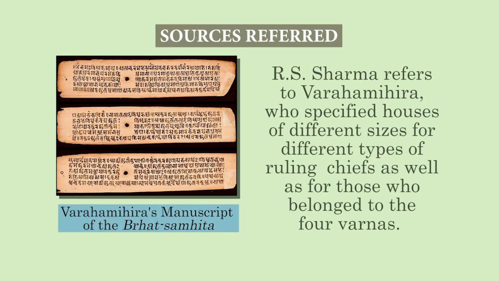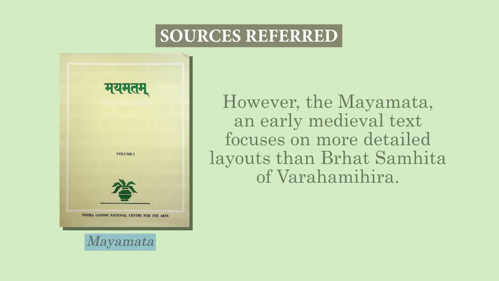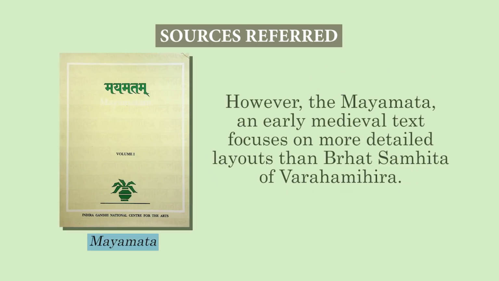R.S. Sharma refers to several literary sources in order to build up his argument. First, he refers to the Brihat Samhita written by Varaha Mihira. Varaha Mihira specified the houses of different sizes for different types of ruling chiefs, as well as those who belong to different Varnas. Now, these ruling chiefs may or may not belong to the specific fourfold Varna order.